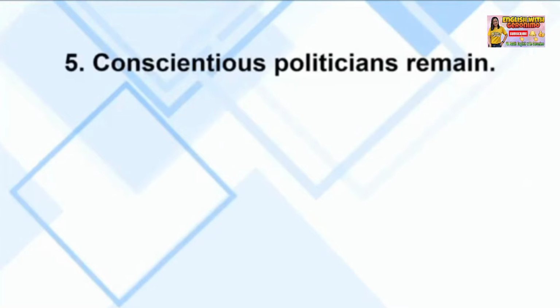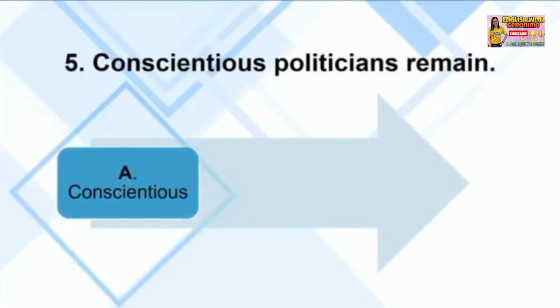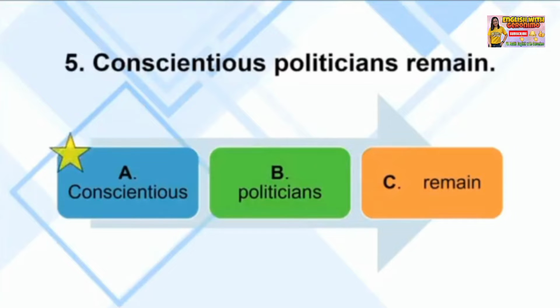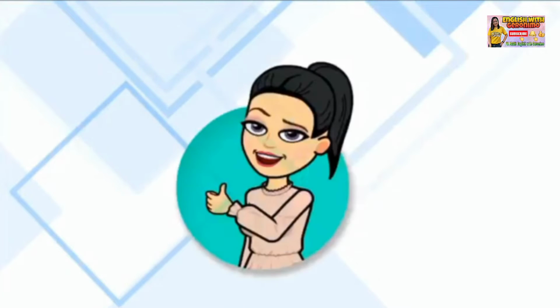5. Conscientious politicians remain. A. Conscientious, B. Politicians, C. Remain. Correct answer is A. Conscientious. If you got the answers correctly, then you are now ready to move to the next phase of the lesson.